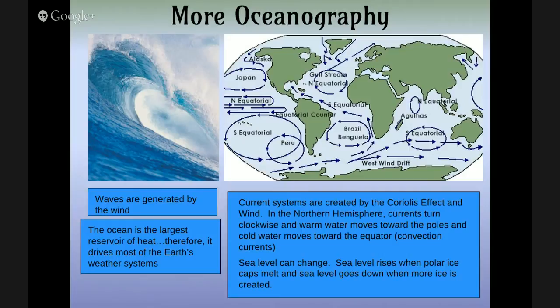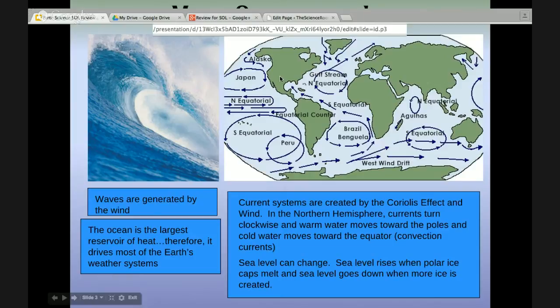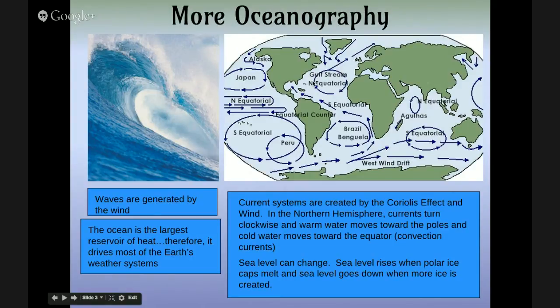And the convection currents that happen in the mantle are what move the plates during plate tectonics. So sea level can also change. Sea level rises when polar ice caps melt, and sea level goes down when more ice is created. All right, so just take a look at this map briefly. And what you will hopefully notice is right here where it says the Gulf Stream, this is the convection, the Gulf Stream that comes up. It brings warm water from way down here, brings it up the coast. So in Virginia, our climate is artificially warmed by this Gulf Stream.